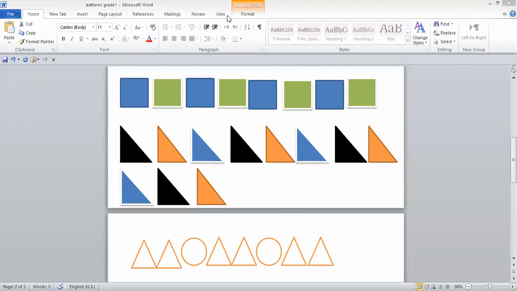Okay. I will take one of the students with me to answer that. Arish, would you like to tell me after this triangle which shape will come next? A circle. Why circle? Because in the pattern, after two triangles, there is a circle. Circle. That's very good. Thank you.